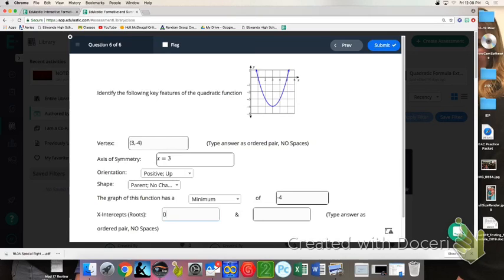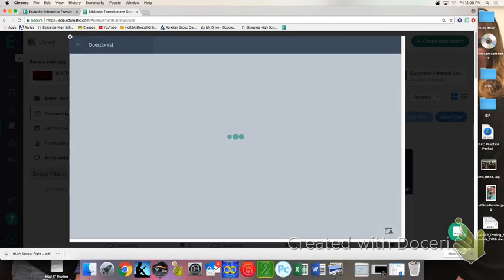X-intercepts. There's 2 of them. 1, comma 0, and 5, comma 0. You must type those as ordered pairs like it says. Now, once we get to graphing, we're going to add another component to this called domain and range. Okay? But right now, all I want you to do is get fluent with this. Okay? All right. Happy studying.